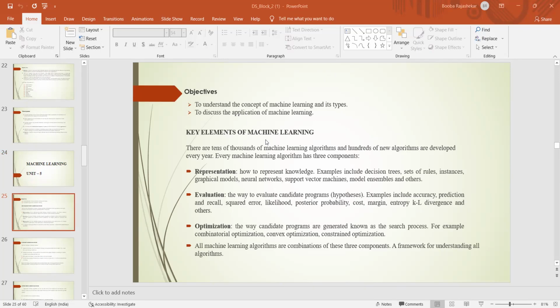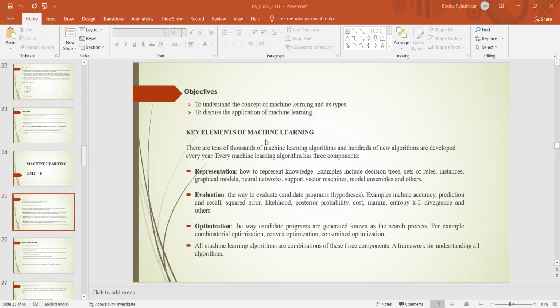Key elements of machine learning. There are tens of thousands of machine learning algorithms, and hundreds of new algorithms are deployed every year. So a machine learning algorithm has three components: representation, evaluation, and optimization. So what is representation? Representation means how to represent the knowledge. Examples include decision trees, sets of rules, instances, graphical models, neural networks, support vector machines, model ensembles, and others. So these are the representations of machine learning techniques.